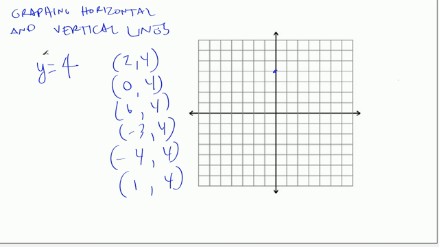All they're asking us is for the places where y equals 4. Y equals 4 in all of these. So let's graph them. We already have 0, 4 right here. I'm going to graph 2, 4, 6, 4, negative 3, 4, negative 4, 4, and also 1, 4.